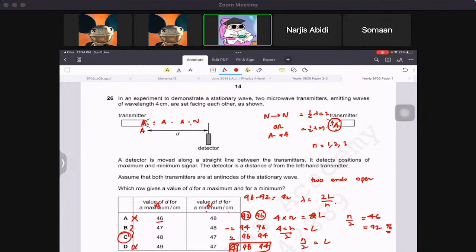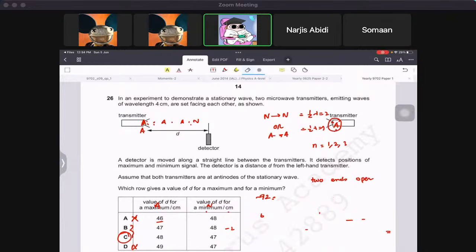How do you know if it's B or C? How did I know it's B or C? Okay, so let me explain it again to you. So this is two ends open, right? Because antinodes are forming on either side. Is it clear, Anusha? Yeah.